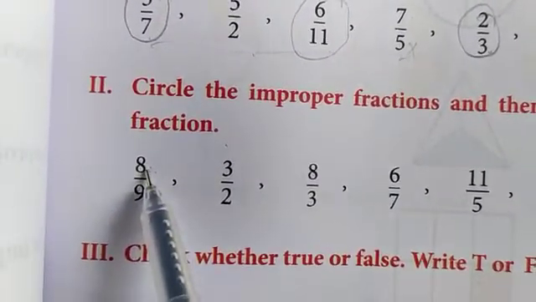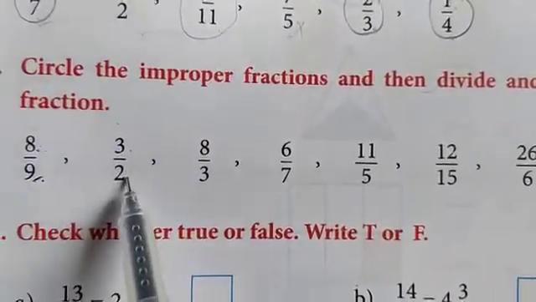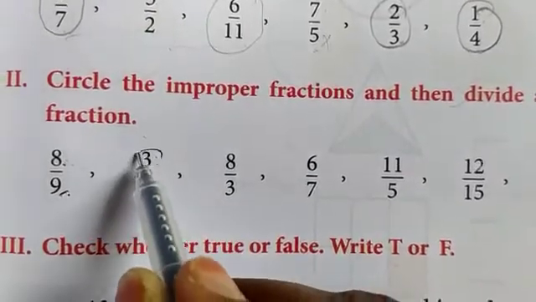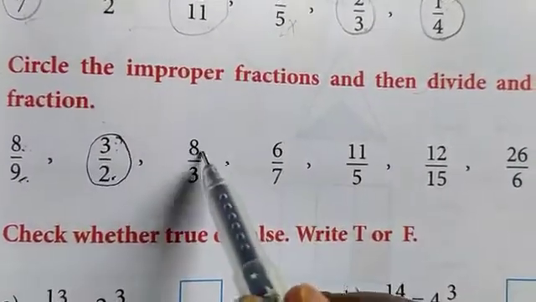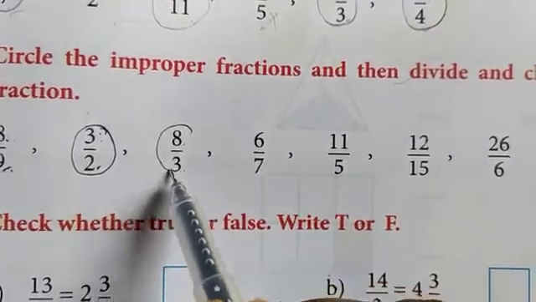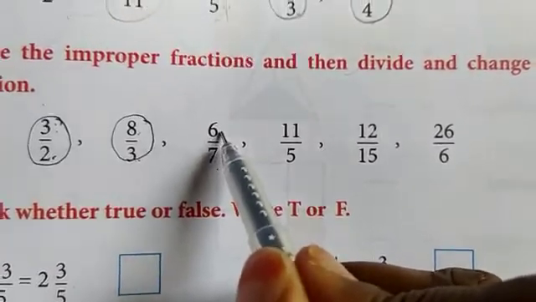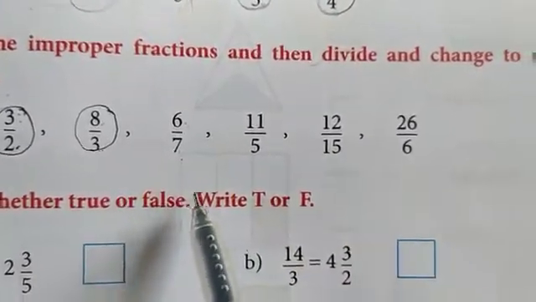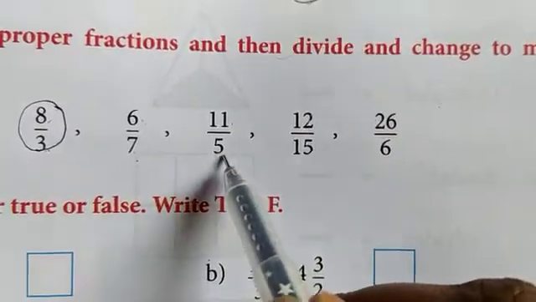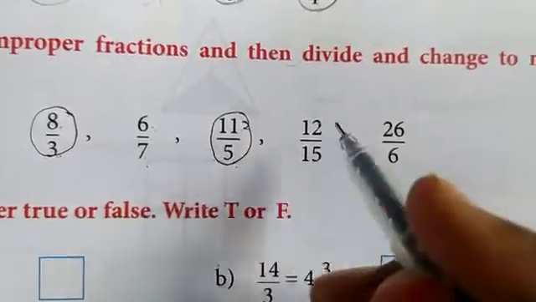9 is greater than 8, no? So it is not an improper fraction. 3 by 2. See, 2 is smaller than 3. So it is an improper fraction. 8 by 3. So 3 is smaller than 8. So it is an improper fraction. 6 by 7. 7 is bigger than 6. So it is not an improper fraction. 11 by 5. 5 is smaller than 11. So it is an improper fraction.